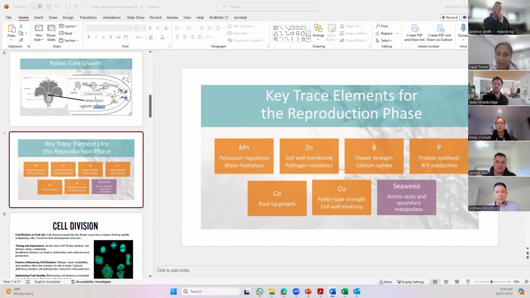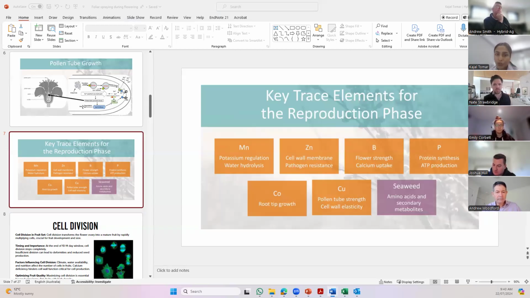Manganese is a key one to regulate the potassium, which has been known to antagonize the calcium in the plants. When we need that calcium availability and functionality a little bit more, it's important to regulate the potassium with manganese in the plant. Next one's zinc. That's involved in the cell wall membrane, which is one of the main functions of zinc, and it maintains protein production. So it's very important to have zinc in combination with calcium during that key stage.